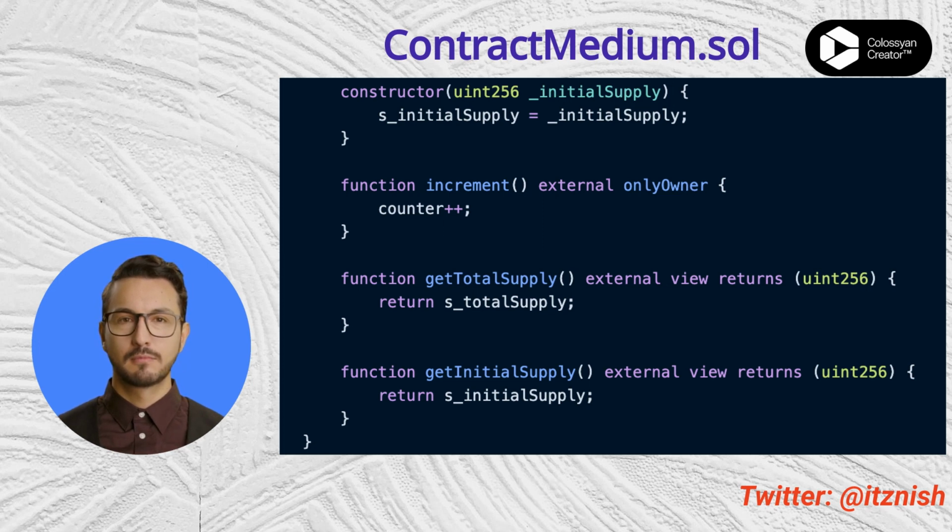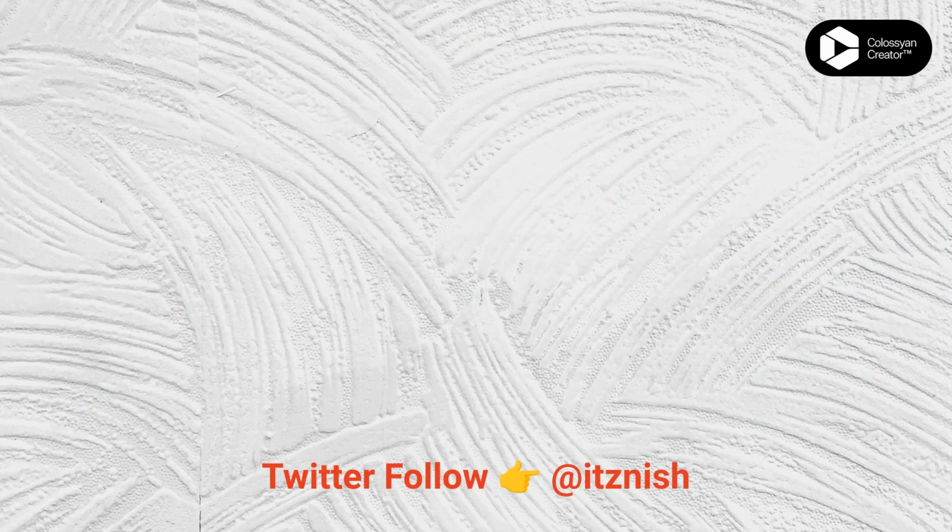Getter functions. Getter functions help to literally fetch the values from the blockchain. Hence, they're defined as view, meaning no changes to the state. We have 2 getter functions, one each for total supply and initial supply. Can you guess if something was missing? Hold that thought.